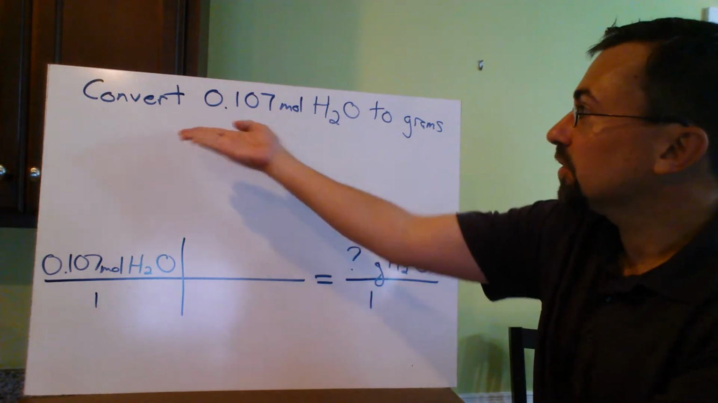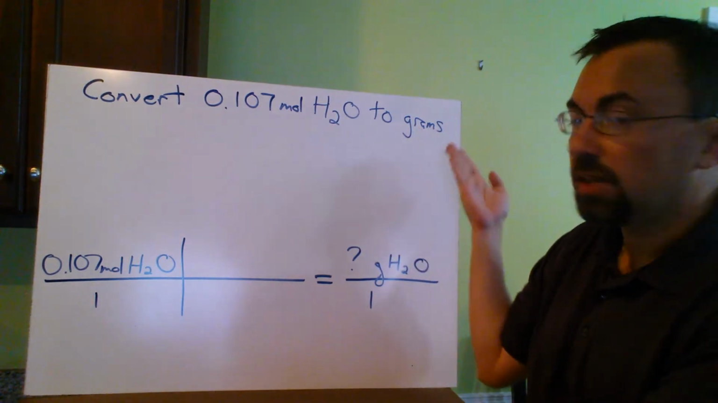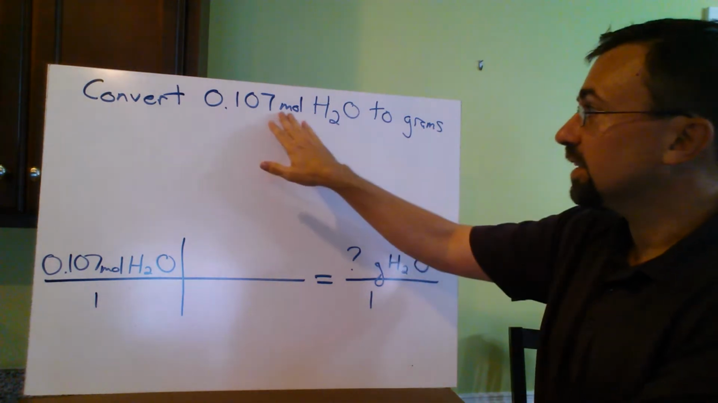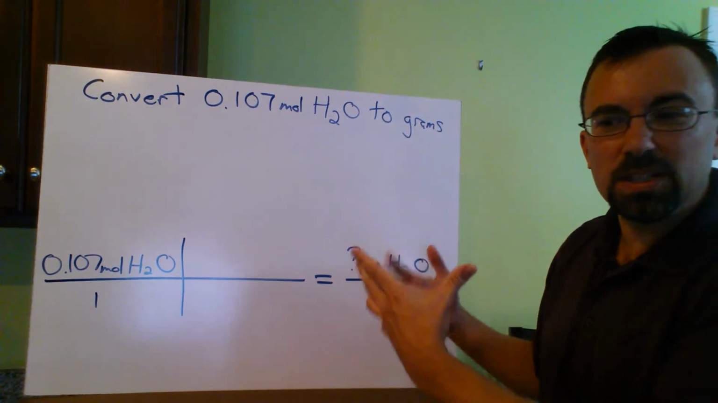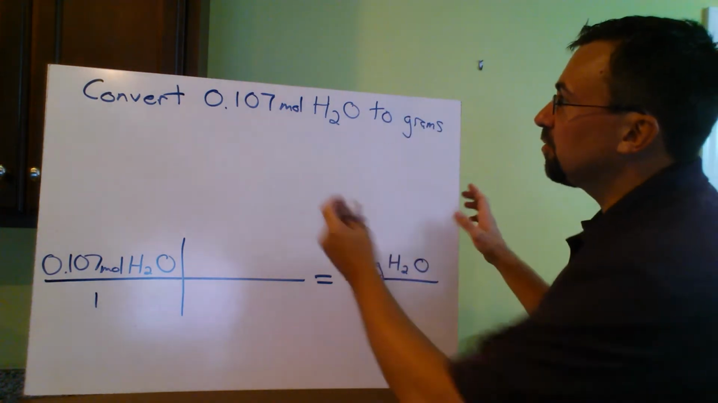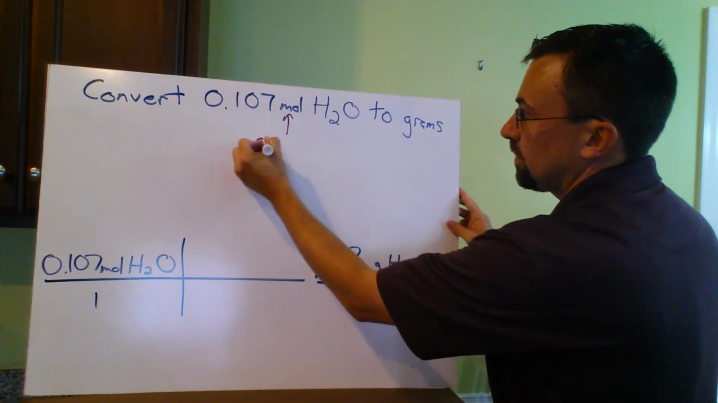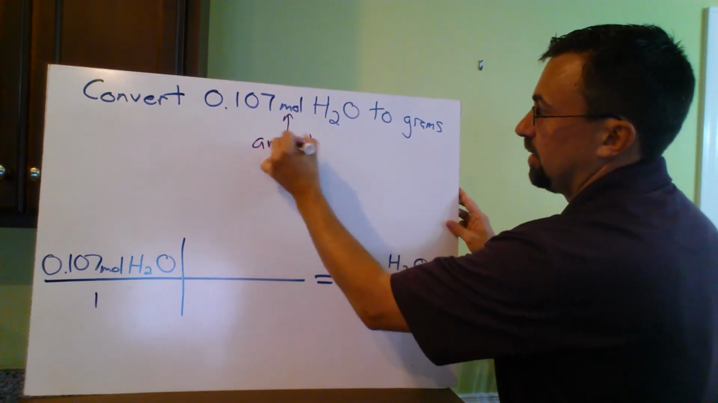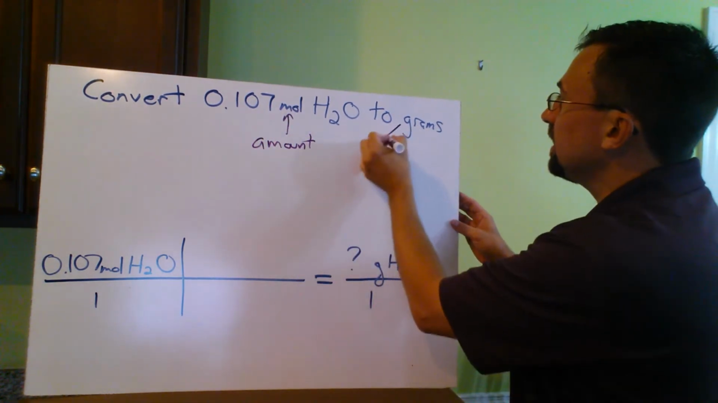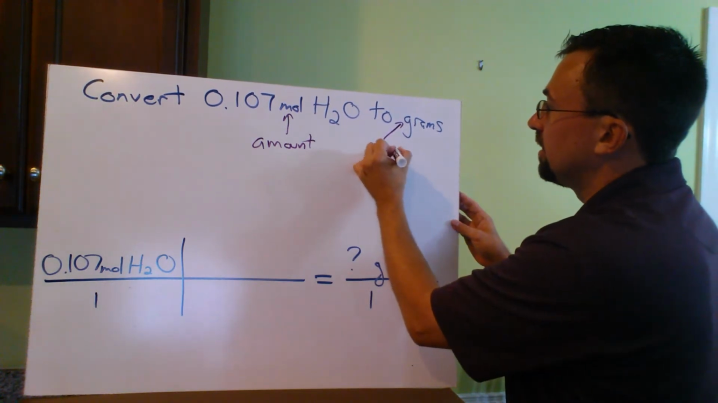So, for example, convert 0.107 moles of water to grams. Again, this is like a dozen. It's a big number. We don't really need to know what it is. But I do want you to know that's a unit of what? It's a unit of amount. Sometimes we forget that. Grams, hopefully, you know, is a unit of mass.